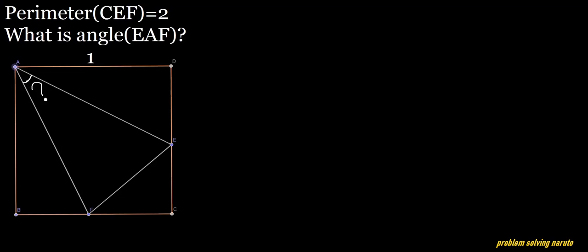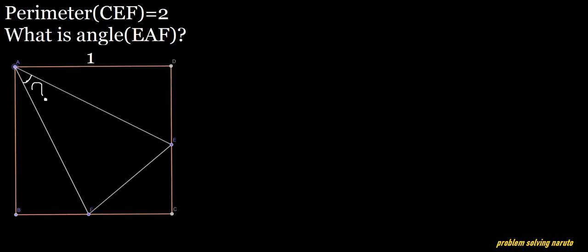Hello problem solvers. So here is a geometry question. We have a square ABCD with side length 1. We are given that the perimeter of the triangle CEF is 2, and we want to find this angle EAF. So please give it a try.